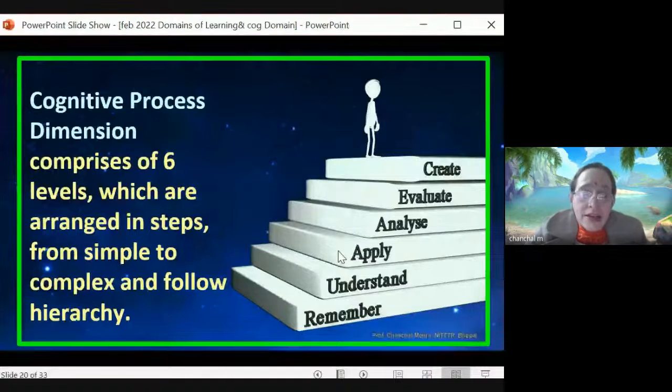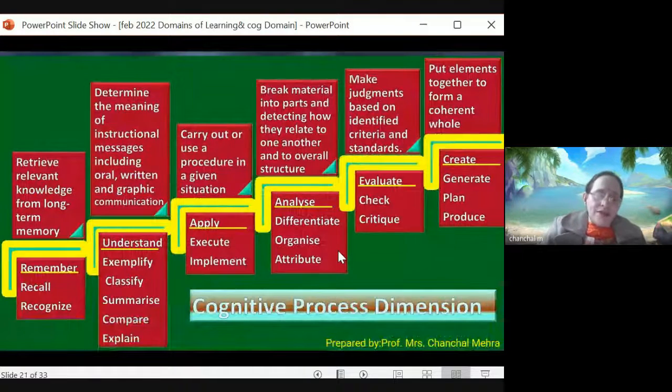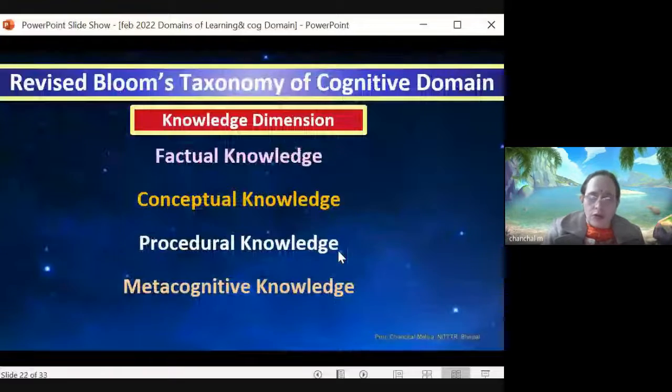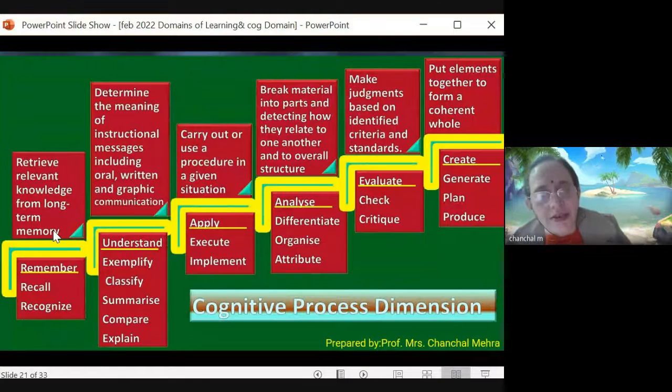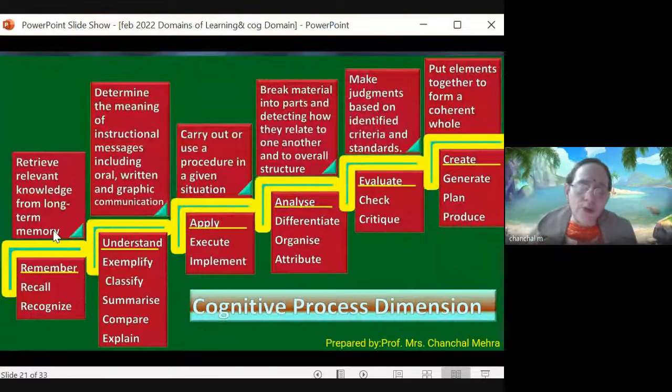So these are the 6 levels which was proposed, and these 6 levels comprise the cognitive process dimension of revised Bloom's taxonomy. Now coming to what actually these levels mean. Now if you have a close look to all these steps, so you will find that by remembering we mean that the student will be able to retrieve the relevant knowledge from the long-term memory. There are certain facts, there are certain dates, there are certain places, there are certain names which need to be remembered. They need to be crammed up.